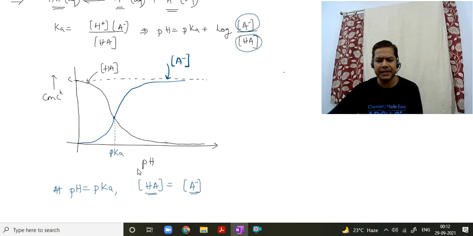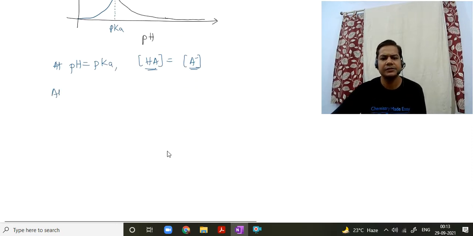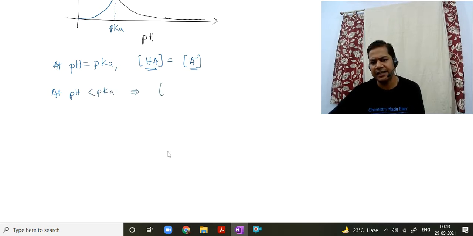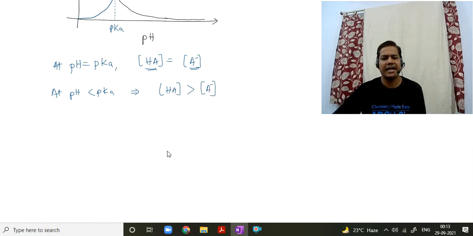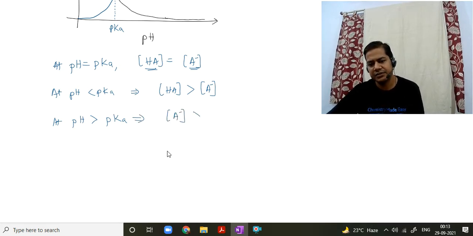At lower pH, at pH less than pKa, the concentration of the unionized form will dominate; the concentration of HA becomes greater than the concentration of A minus. At higher pH, the concentration of the ionized form dominates. So we'll have to apply this concept to solve this question.